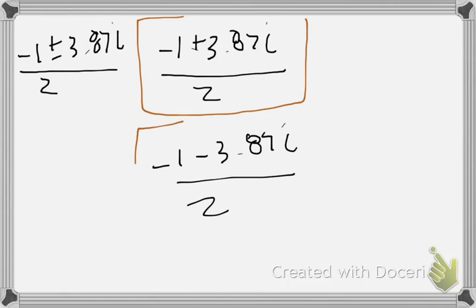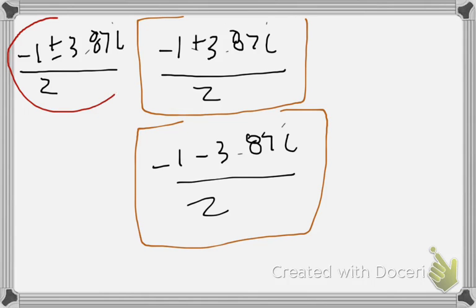Here, there's your first answer and your second answer. Now on a test, I'm not going to be picky, and if you choose to just give me the answer -1 plus or minus 3.87i all over 2, I will accept that as two answers because that plus or minus shows me that you know that there are two procedures to go through to get the answer.